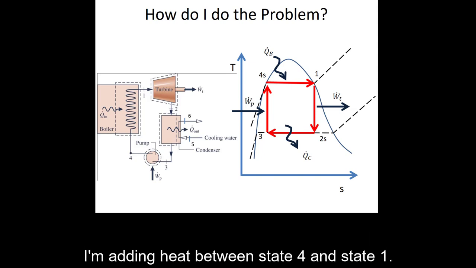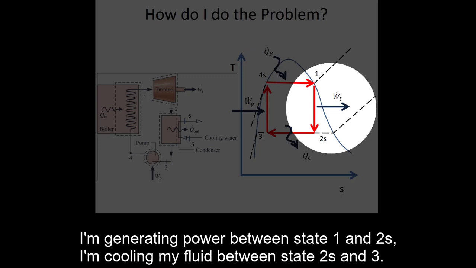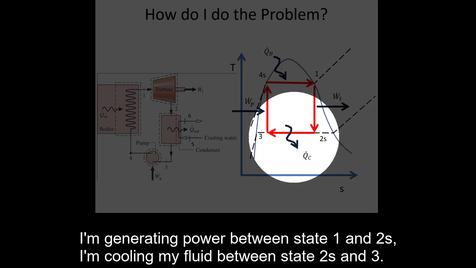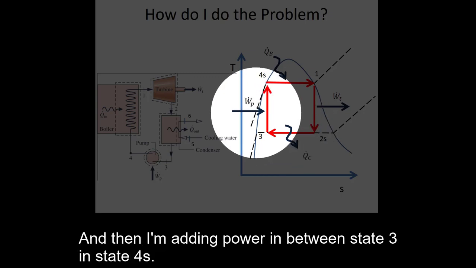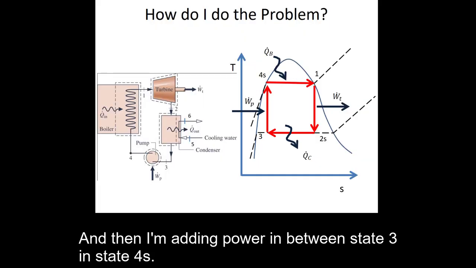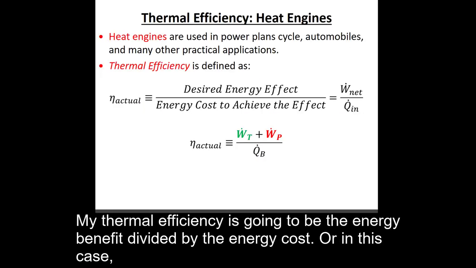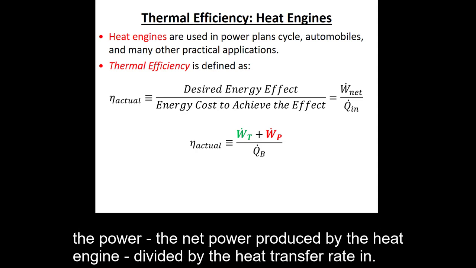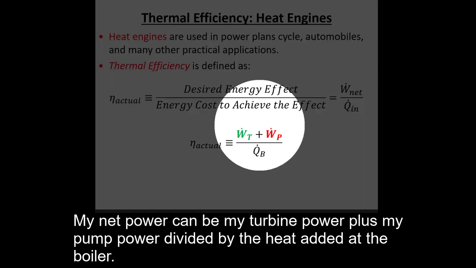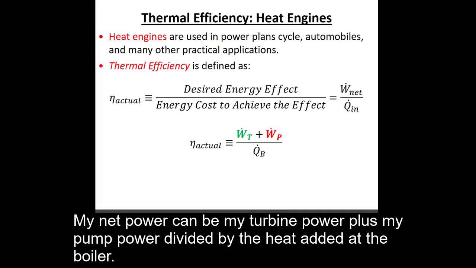I'm adding heat between state 4 and state 1. I'm generating power between state 1 and 2S. I'm cooling my fluid between state 2S and 3, and then I'm adding power in between state 3 and state 4S. My thermal efficiency is going to be the energy benefit divided by the energy cost, or in this case, the net power produced by the heat engine divided by the heat transfer rate in. My net power can be my turbine power plus my pump power, divided by the heat added at the boiler.